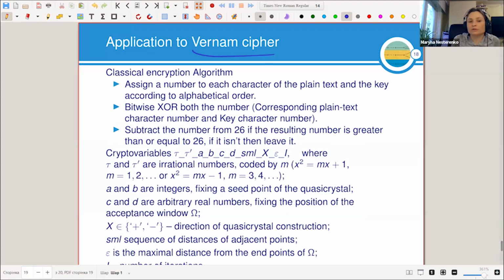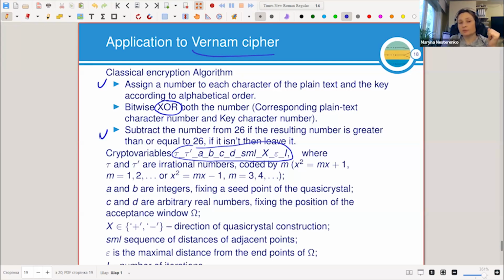And using this XOR operation, which is the key in the Vernam cipher, we can skip this one and this one. We don't need the plain text anymore. We can just encode the binary code of any data using this one-dimensional quasicrystal. And here you can see what type of crypto variables we can get.